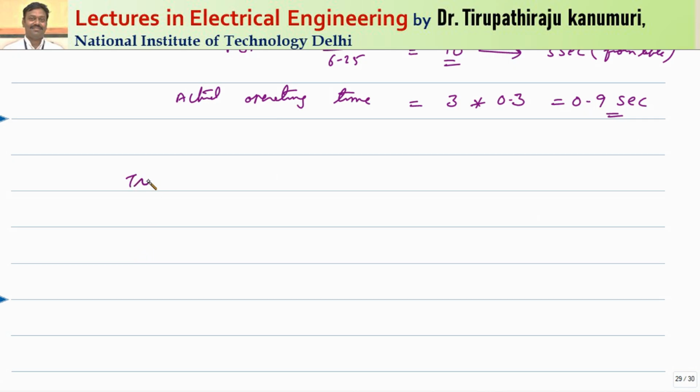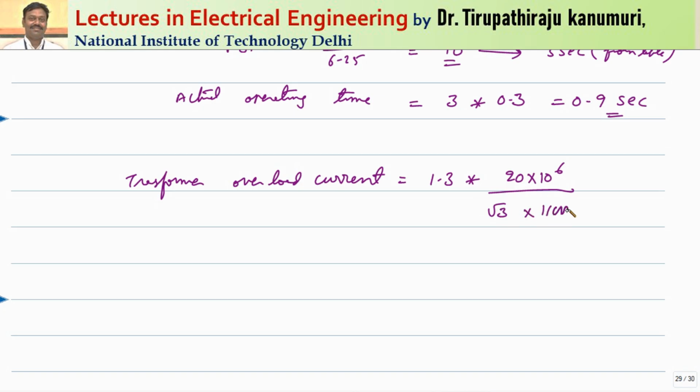So the transformer overload current, or normal operating current, will be equal to 1.3 times the rating of your transformer, which is 20 MVA. This is 20 into 10 to the power of 6 divided by the current, because we know power is equal to root 3 times VL into IL. So in order to calculate the current, you have to divide by root 3 times the line voltage. The line voltage is given as 11 kV. So I have divided this, and you get 1365 amperes. So this is the value we got.